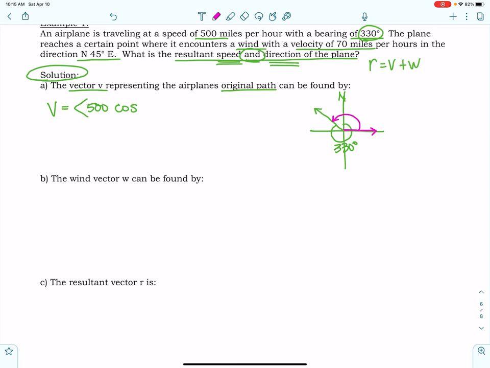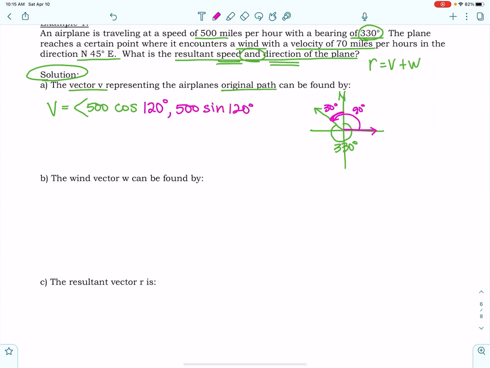So if the bearing is 330, that means that my direction angle is quadrant 1, 90 degrees, plus this right here, which would be another 30 degrees. So my direction angle is 120. And then, of course, I have to find my vertical component, which would be my y component. And then I just use my calculator to find that. And I get, for my two components for the airplane's original course, that right there.